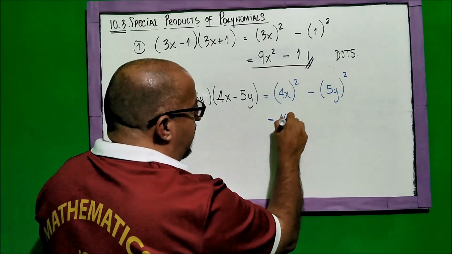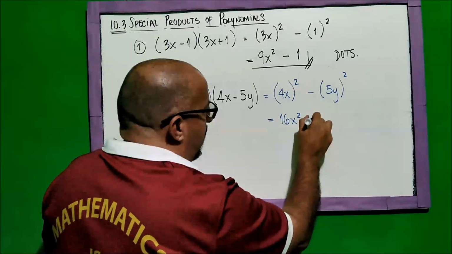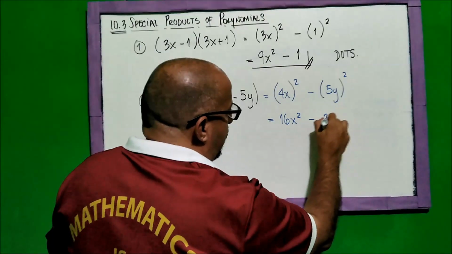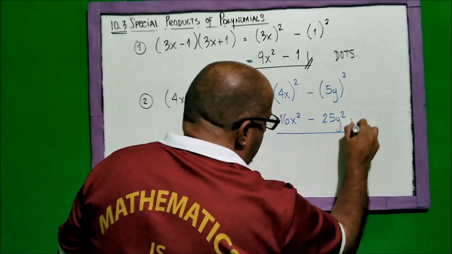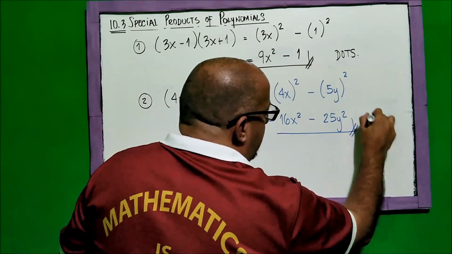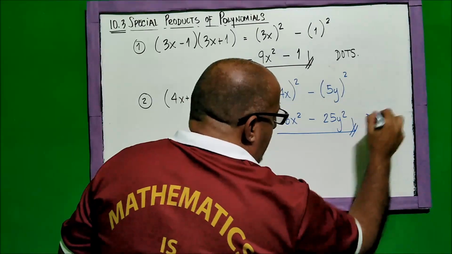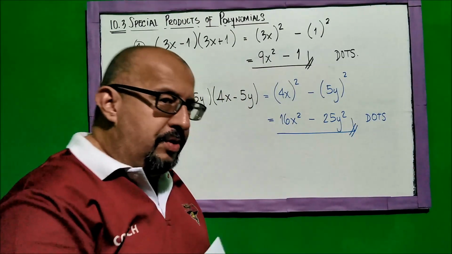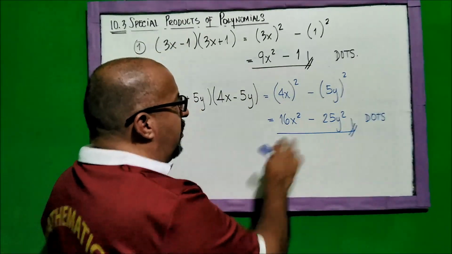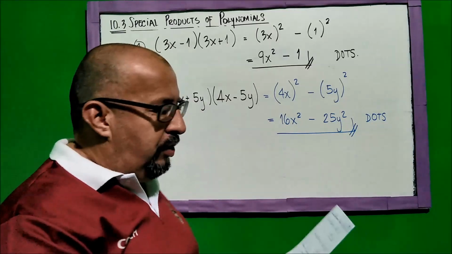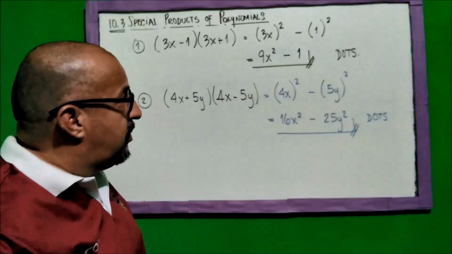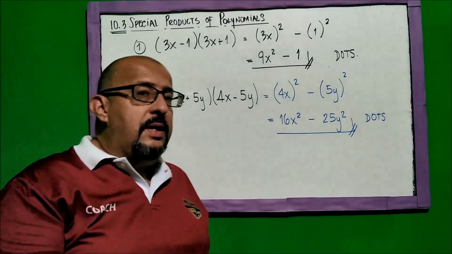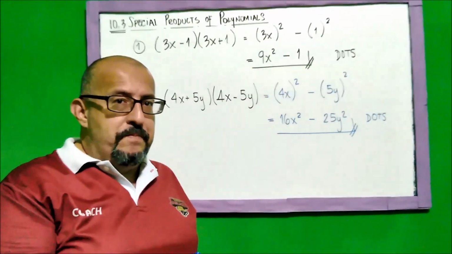Therefore, we have 16x squared minus 25y squared. Being this the final answer, because it is irreducible and we cannot combine like terms. Okay? So what we have in here is the final answer for this expression. Hopefully, I hope that you can see what is happening with the sum and difference pattern.